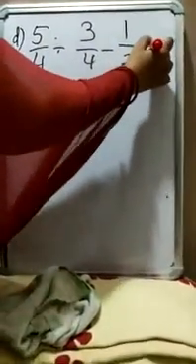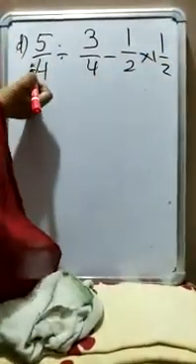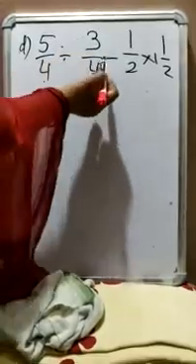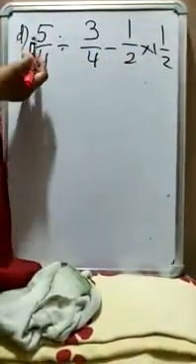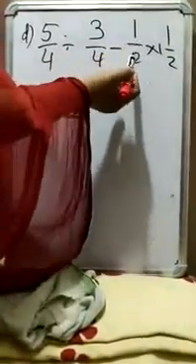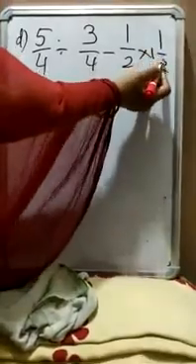So let us take another example. This is example number D. The question is 5 by 4 divided by 3 by 4 minus 1 by 2 into 1 by 2. So here all of you see, these are fractional numbers. 5 by 4 is a fractional number, 3 by 4 is a fractional number, 1 by 2 is a fractional number, but 1 1 by 2 is a mixed number.